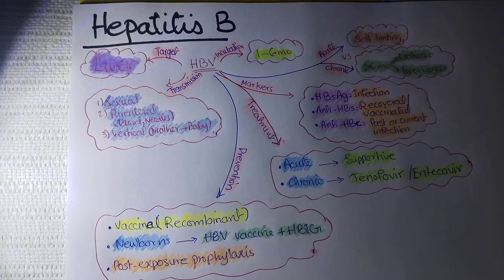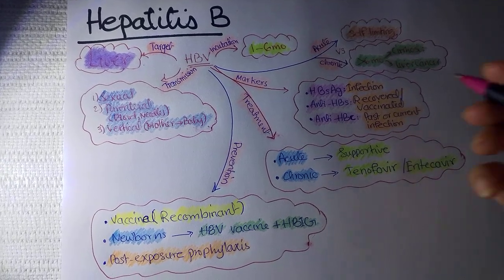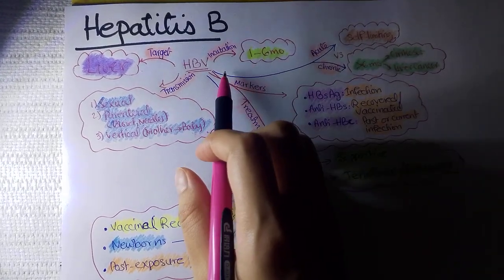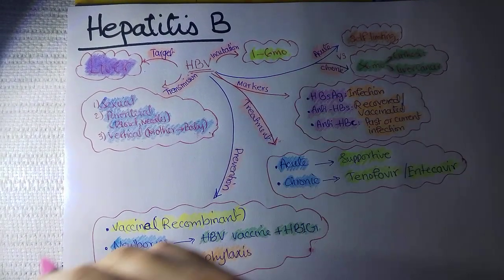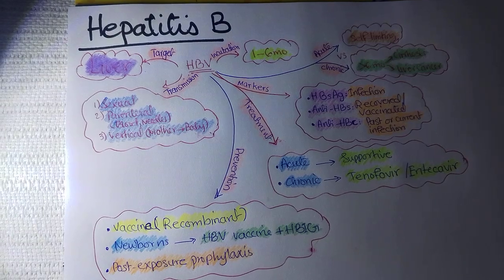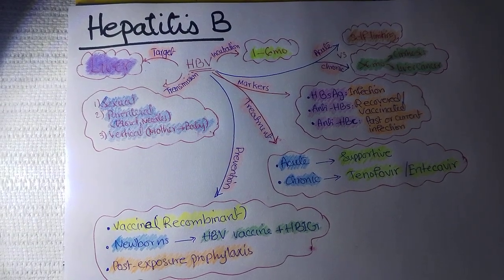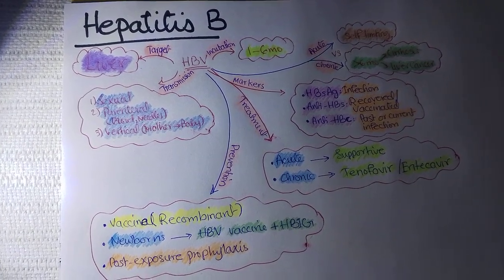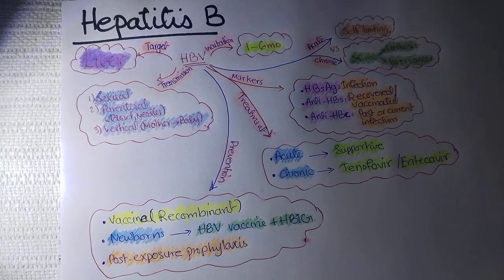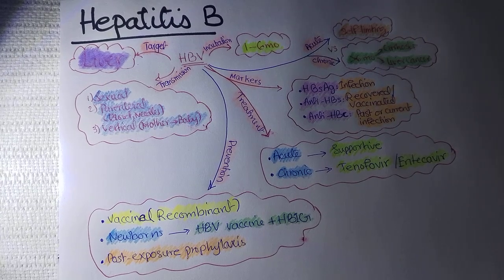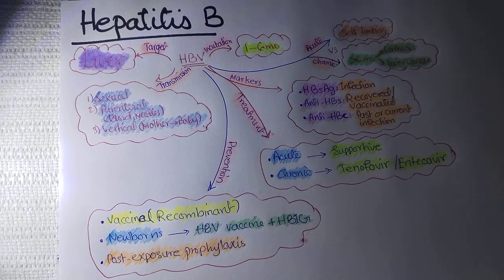So let's move on to the incubation period. The incubation period is after the infection. It takes 1 to 6 months before symptoms appear. Most people have mild to no symptoms, but some may feel fatigue, nausea, loss of appetite, and yellowing of the eyes, also jaundice.